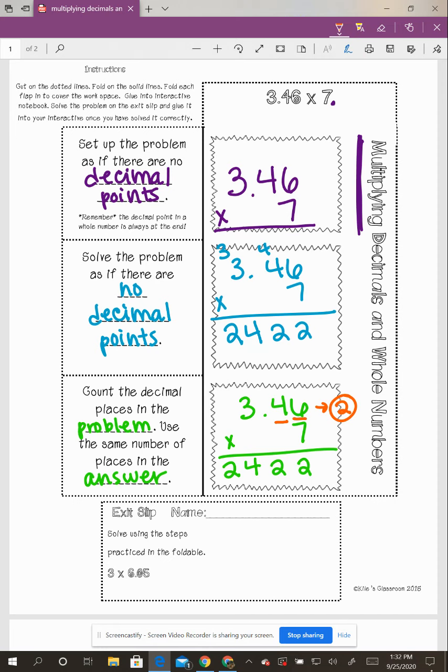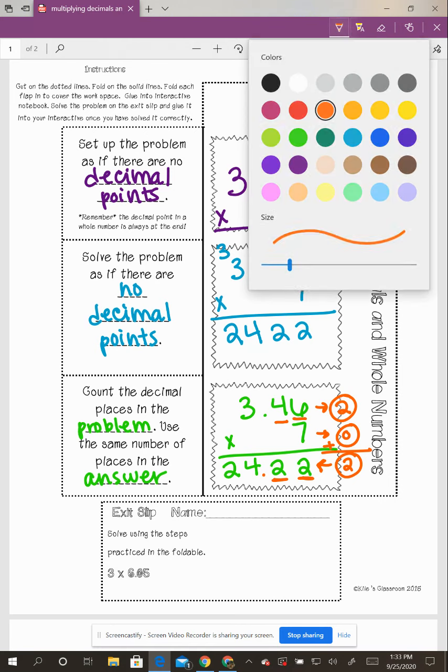Were there any places to the right of the decimal for the number 7? There weren't. So I don't have to write anything. You could write a 0 because it would remind you that it didn't move any places. Here's what we do now. To find how many decimal places I'm going to write in my answer, I add up my 2 plus my 0. I get 2. My answer is going to move 2 decimal places where I will then put my decimal point. This is the process you should follow anytime you're multiplying a decimal with a whole number.